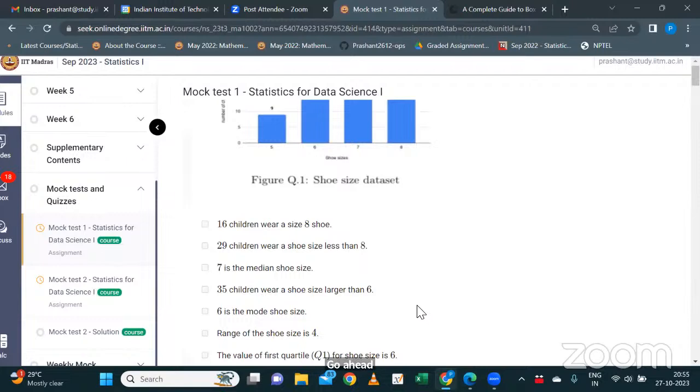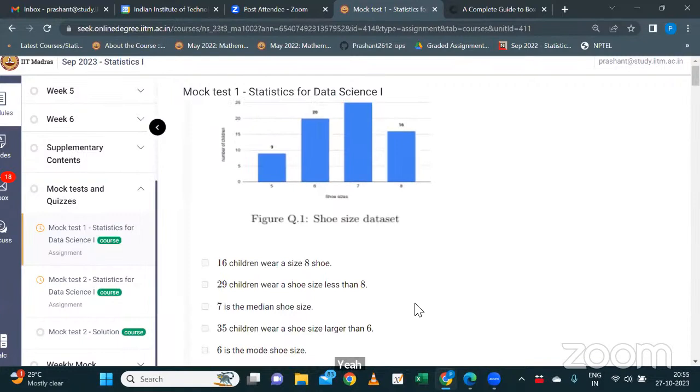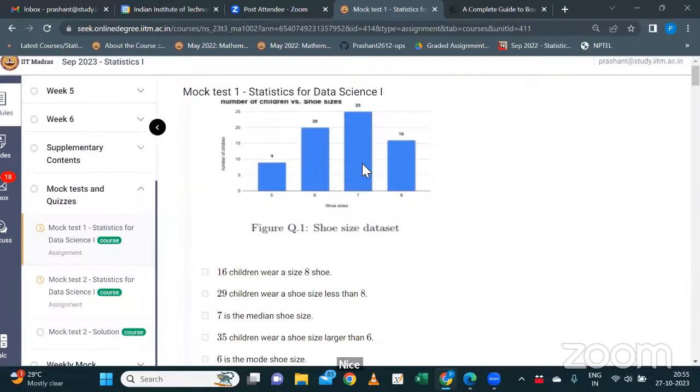What is the median? I'm not talking about 25. How will you define the median? The middle value. If it's an even number of observations, that means the middle two values. So 70 is the total number of observations. What will the middle values be? The 35th and 36th. And where will the 35th and 36th observations lie? In the third bar, shoe size 7. Okay, got it.